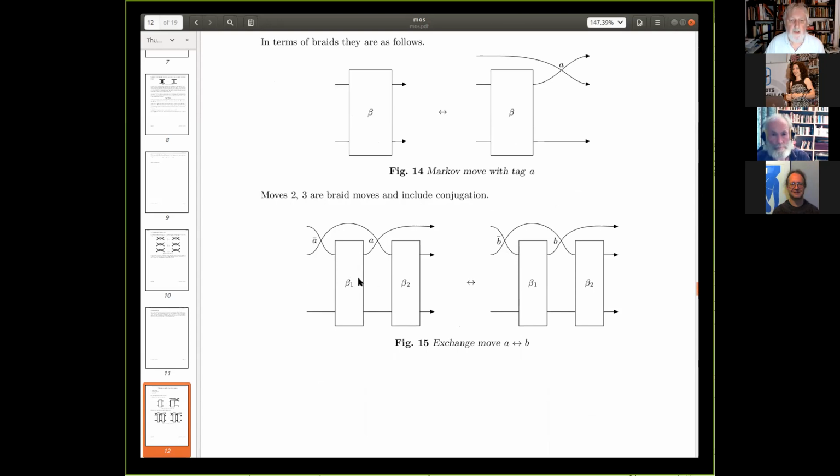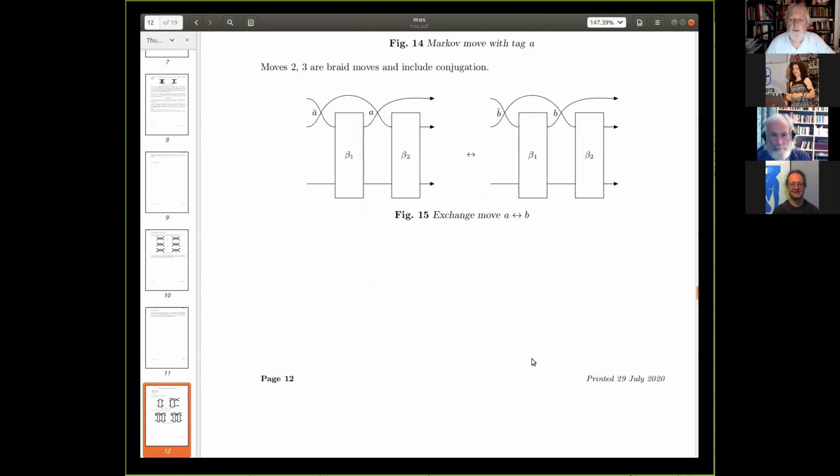Now, this is what an exchange move looks like on the top. It could be on the bottom as well. But what you're doing is you've got these two braids, say in B_n, and then you add an A bar here and an A, and you convert the A bar to a B bar and the A to a B. And if you think about it, the closure is the same knot. And that's the exchange move, which exchanges A and B. Right.